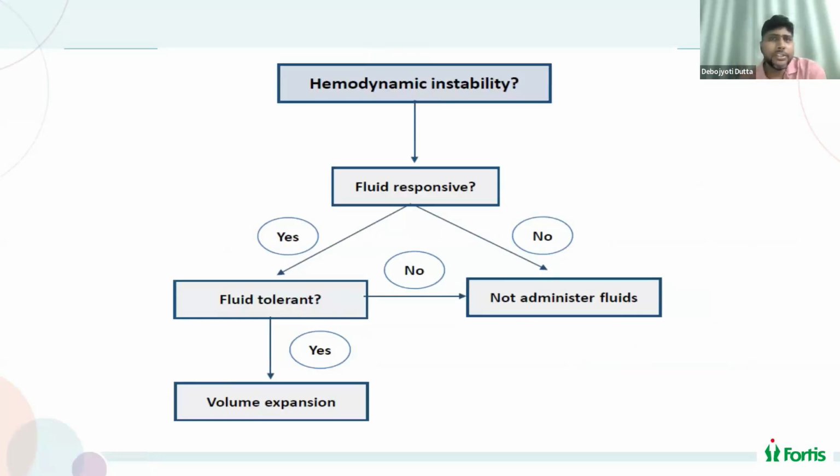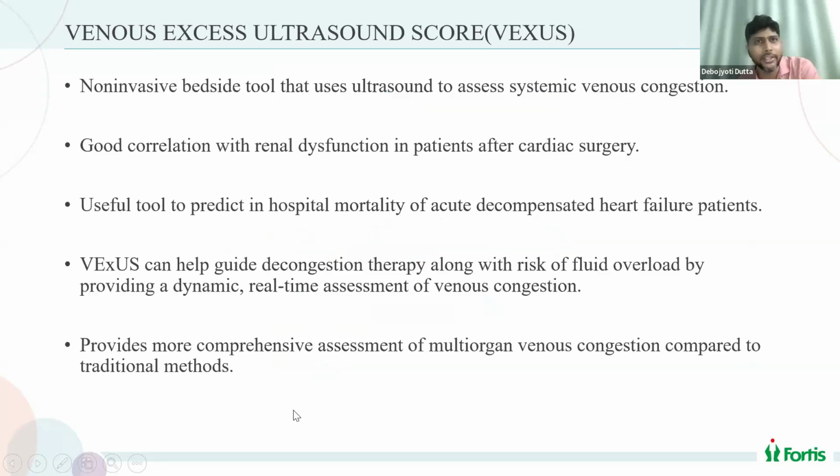So any patient who is hemodynamically unstable should be assessed for fluid responsiveness. Then we assess the tolerance. If it is no, then do not administer fluid. Use a vasopressor or inotrope. If yes, we can use volume expansion.